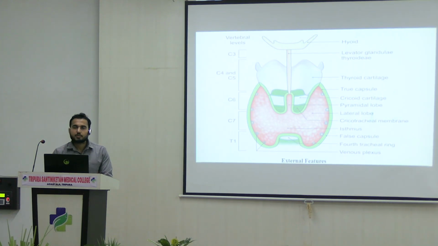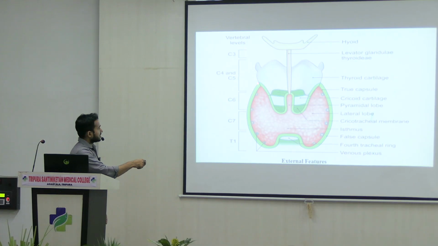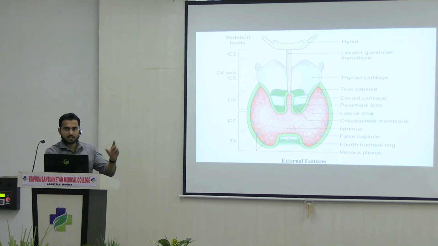Second point: if you take one lateral lobe, see the extent. It is extending from C5 to T1. Next, this particular part is the middle of the thyroid cartilage up to the 4th or 5th tracheal ring. It is the extent of the lateral lobes.